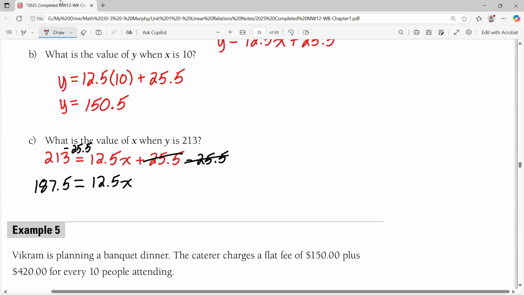All right. Now from here, you want to do the opposite operation. So this is 12.5 times x. So you want to divide to get x all by itself. Okay. And then 187.5 divided by 12.5 is 15. So x equals 15. And if you don't like the way that's written, you can just flip it around like that. There's no difference. And that is the end of lesson 8, part 2.